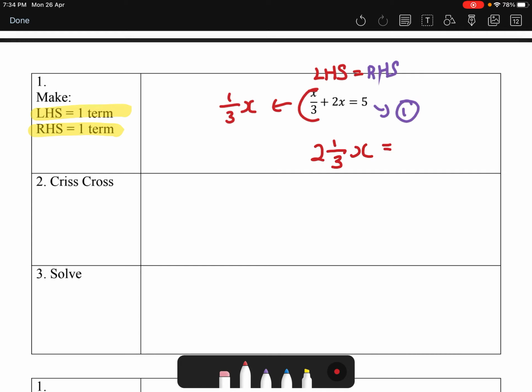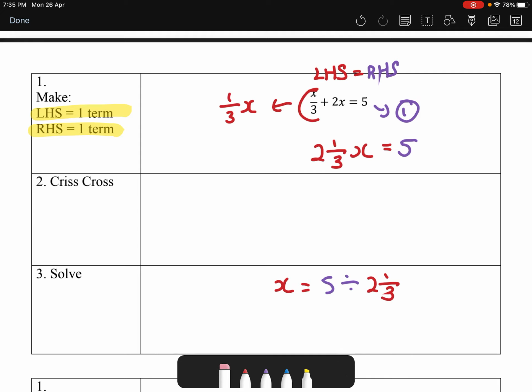Right, x is equal to 5. Alright, so next thing, this one we don't even need to crisscross. We just simply use our calculator to divide. So if I want to solve x is equal to 5, you bring your 2 1/3 to the right hand side. Because this is multiplication, when you bring it to the right hand side, you should divide, which is 5 divided by 2 1/3. Okay, yeah, so this is how you do.